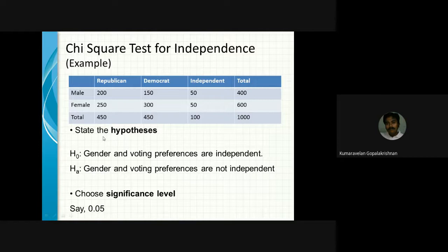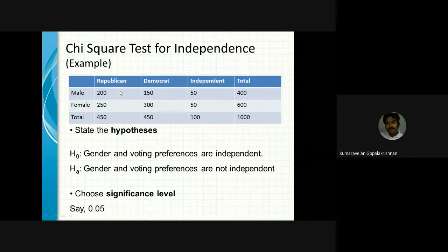Okay, fine. See, I have taken a data set. This data set is related to an election, right? With respect to the variable gender, I have two instances, male and female. And another variable is the party for which the male and female voted. That is three categories: Republican, Democrat, and Independent. I think it's for the US election, right? Totally 1,000 respondents are there. The total male respondents are 400, and the total female is 600.